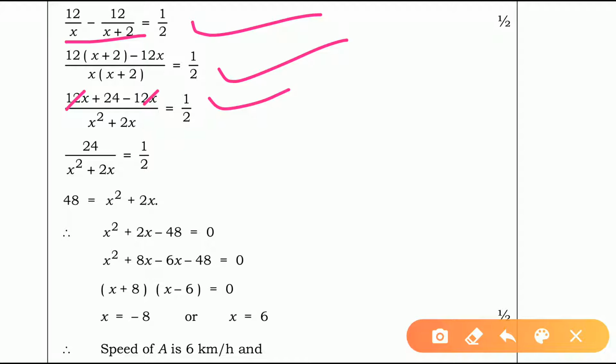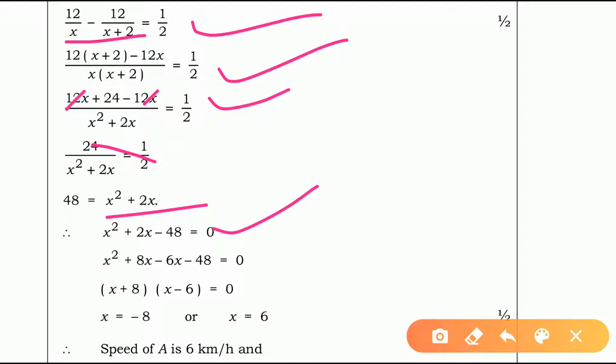24 by x square plus 2x is equal to 1 by 2. Again by cross multiplication we get 24 times 2 is equal to 48, and x square plus 2x into 1 is equal to x square plus 2x. Here 48 is transposed to the right hand side, we get x square plus 2x minus 48 is equal to 0. This is our quadratic equation, and we can use any one of the methods to find the values of x.